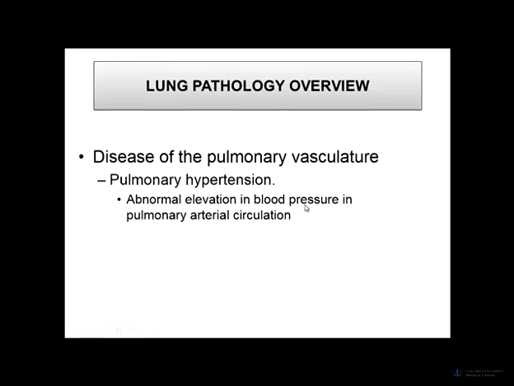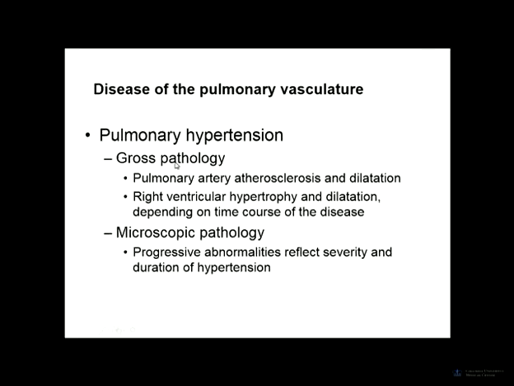Disease of the pulmonary vasculature, pulmonary hypertension. Again, you're going to have a separate lecture discussing this, but in summary, it is an abnormal elevation in blood pressure in the pulmonary arterial circulation. Grossly, we'll see pulmonary artery atherosclerosis and dilatation in pulmonary hypertension. Right ventricular changes can be seen as well, depending on how long the chronic disease has been.